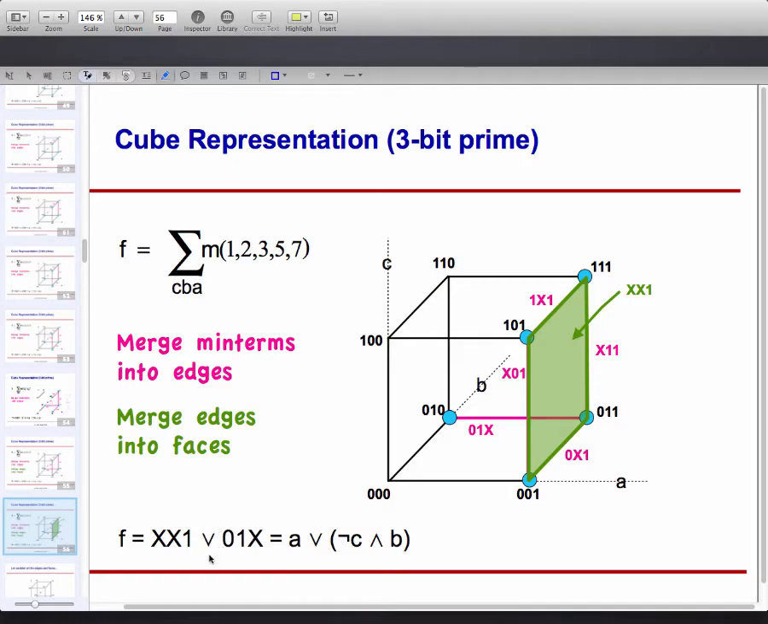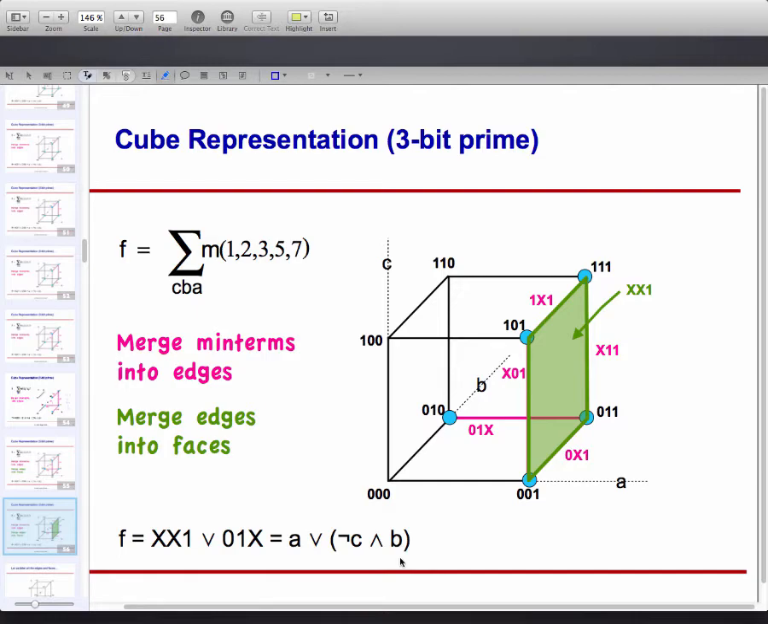And that can now be written as the function xx1 is A, and 01x is C bar B, so not C and B, and again A doesn't matter. So this is my function, A or not C and B. Now what I need to implement this, I started out with 5 3-input AND gates and a 5-input OR gate. Now I have been reduced to 1 2-input OR gate and 1 2-input AND gate. Okay, so I've significantly reduced the number of gates that I need to realize this function.